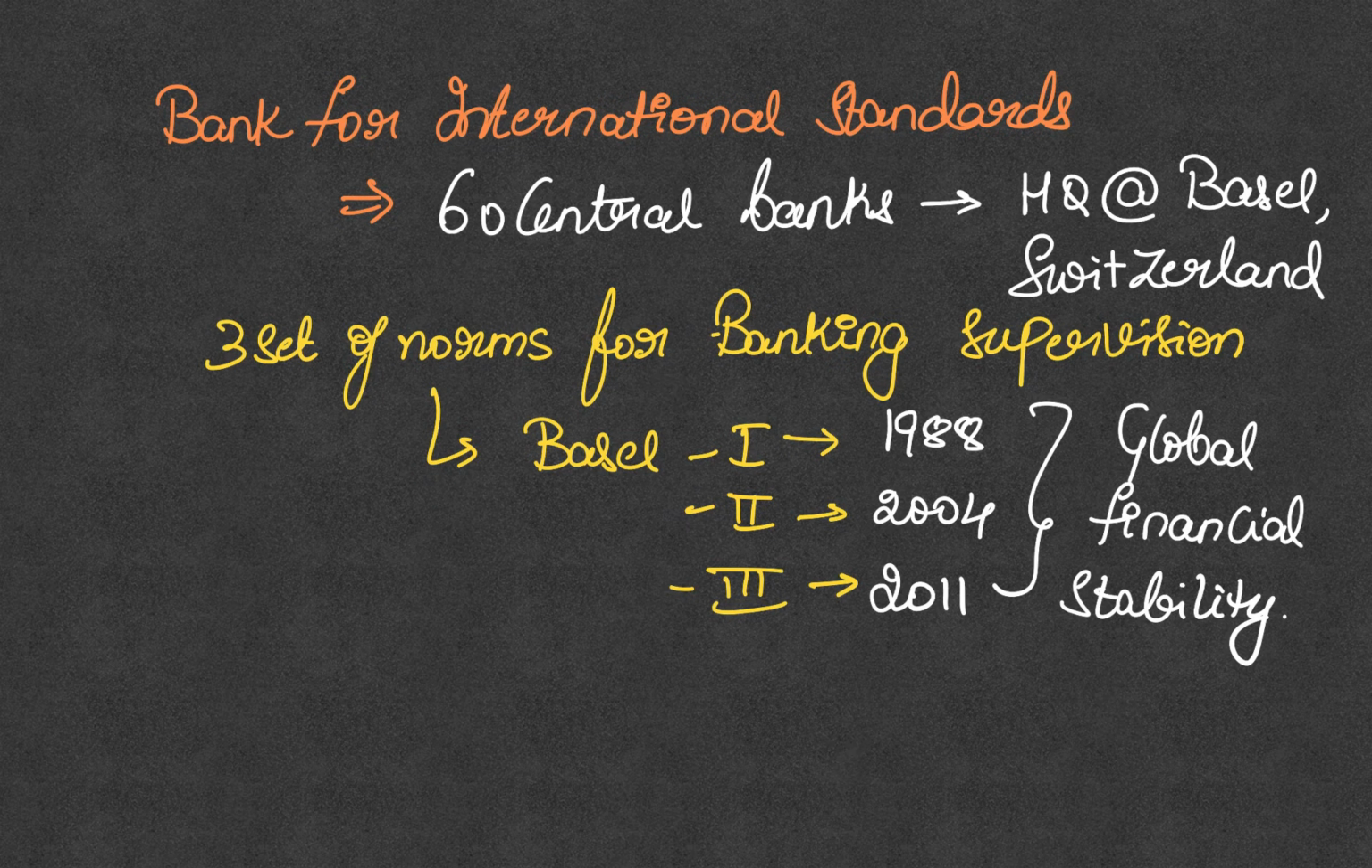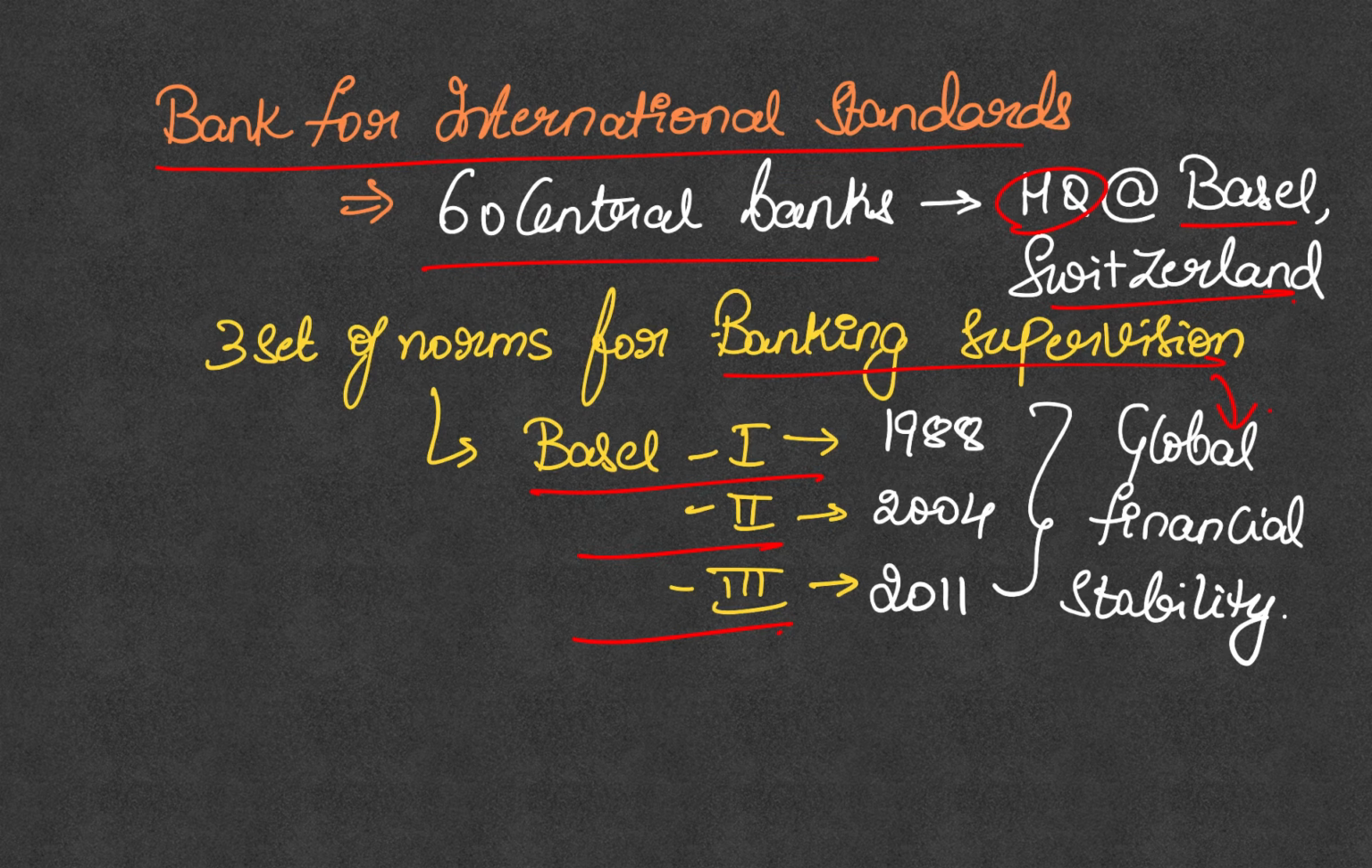Just like our RBI, every country has a central bank. So 60 such central banks came together and formed the Bank for International Settlements with its headquarters at Basel in Switzerland. The main function of this bank is to ensure banking supervision for maintaining global financial stability. In different periods of time, different sets of norms were proposed by this bank, and they are called Basel I, Basel II, and Basel III.